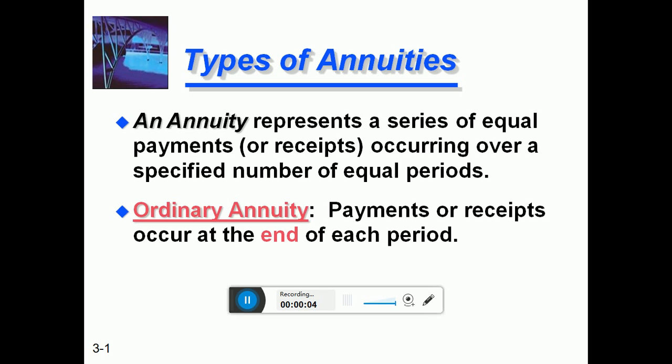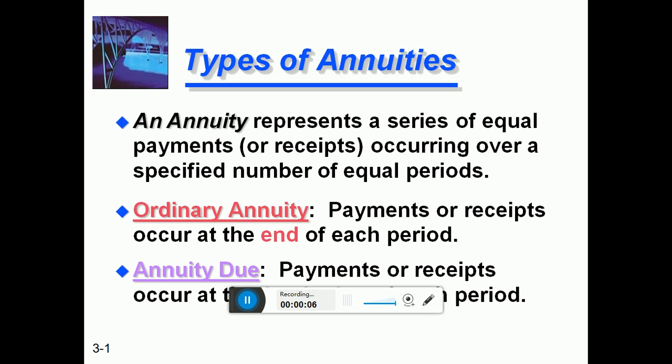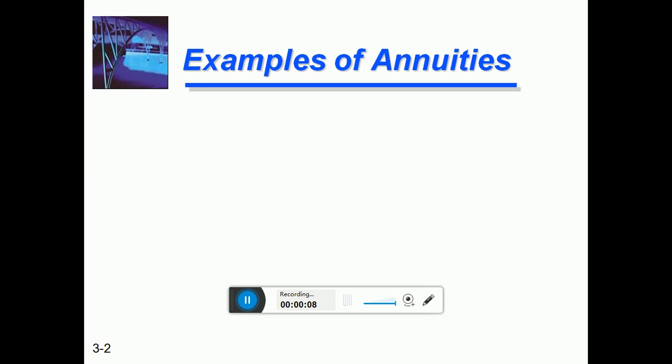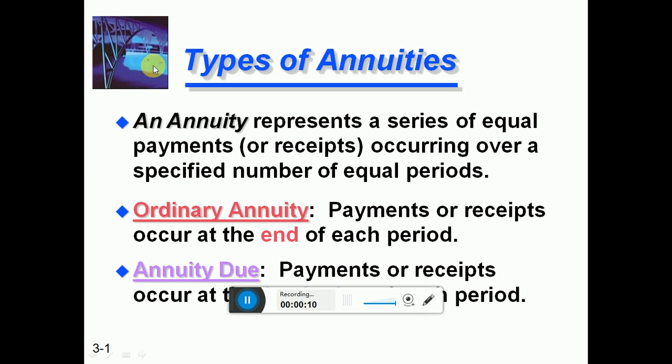Bismillahirrahmanirrahim. In the previous class, just to remind you, we discussed present value and future value. Today we are going to discuss types of annuities.